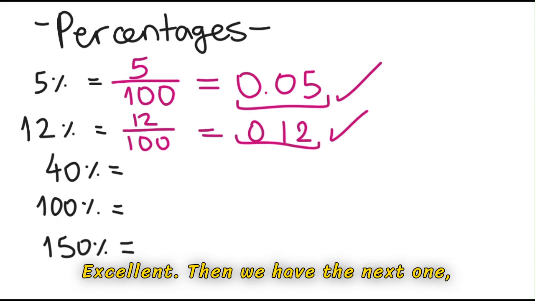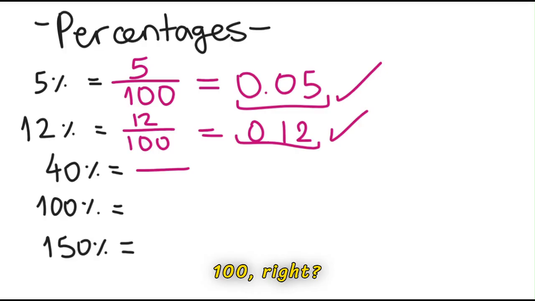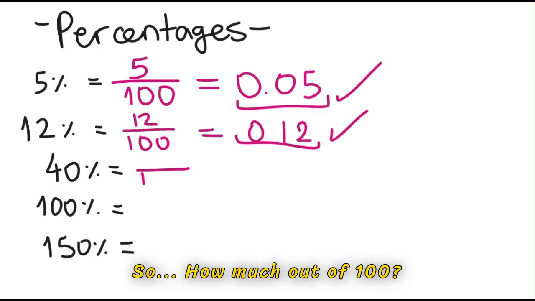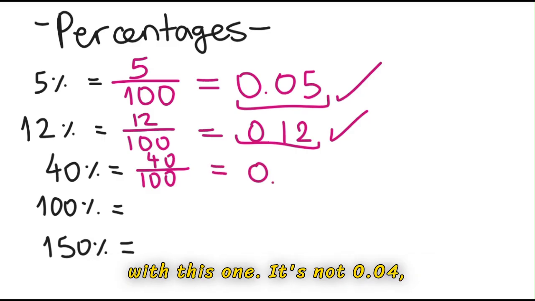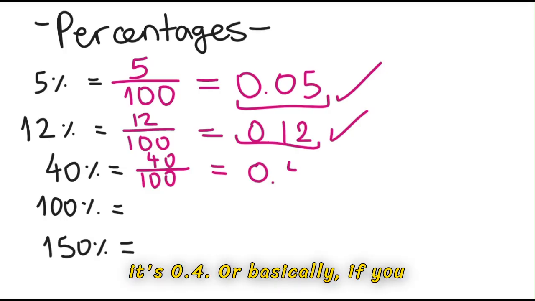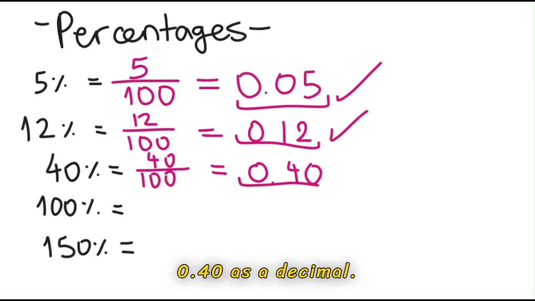Excellent. Then we have the next one, 40%. Still, we make it out of 100, right? So, how much out of 100? It's 40 out of 100. Now be careful with this one. It's not 0.04. It's 0.4. Or basically, if you want, you can say 0.40 as a decimal.